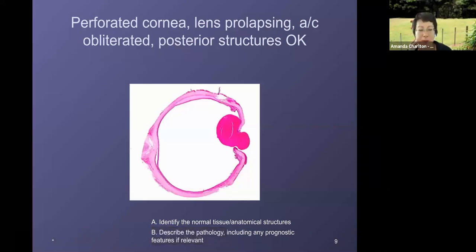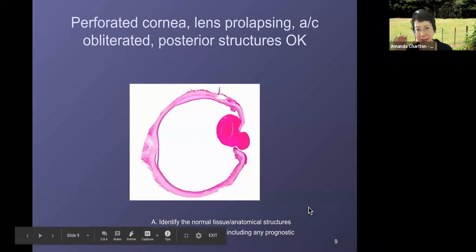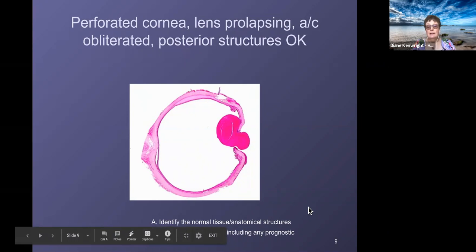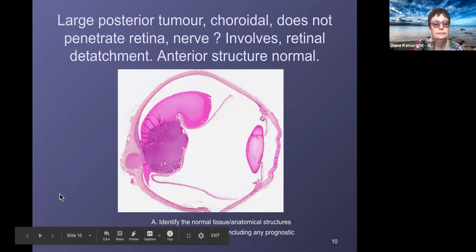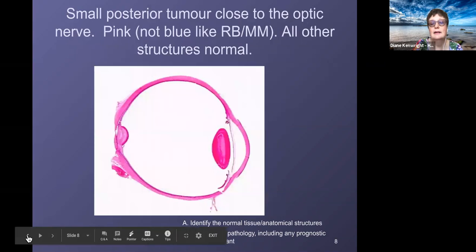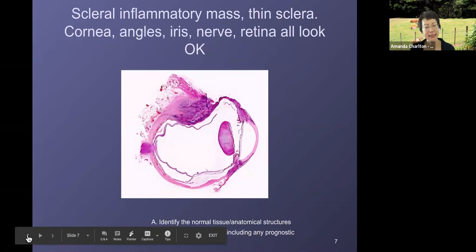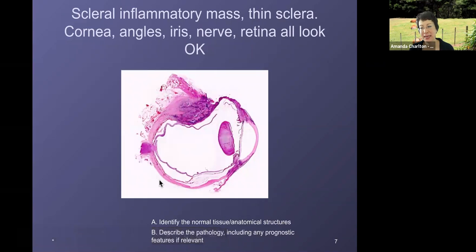Before we move on to getting to high power, while we're still on the low power, Chris has got a question. Maybe let's go back to that episcleritis. Even that one. On low power, what's the easy way to tell if this mass is a tumour or not a tumour?